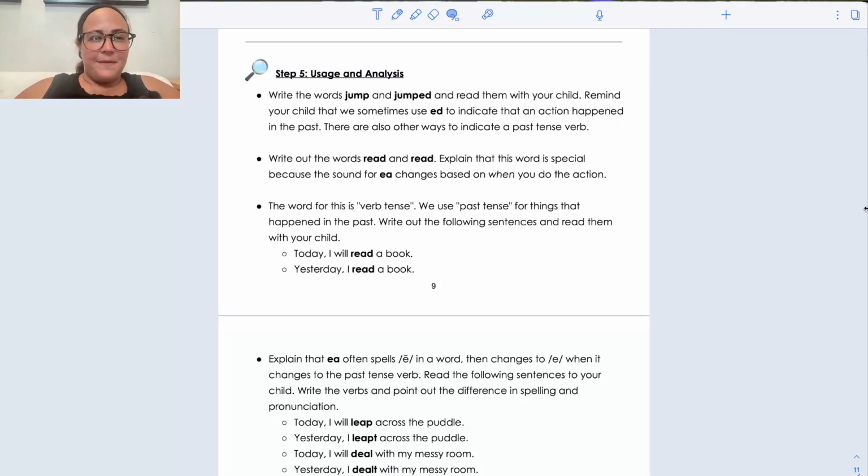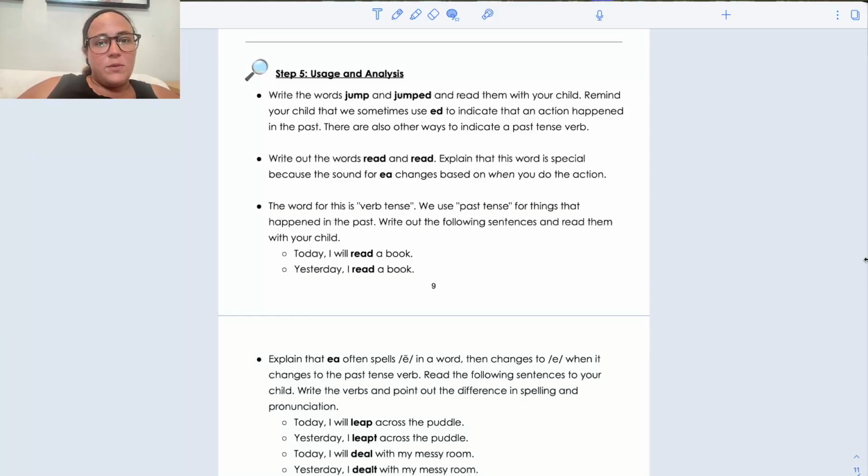Level 6, Step 5. This is a new one for Level 6. It is usage and analysis. You're going to investigate different words and their meanings and how they work together. So you begin by writing the words jump and jumped and read them with your child.